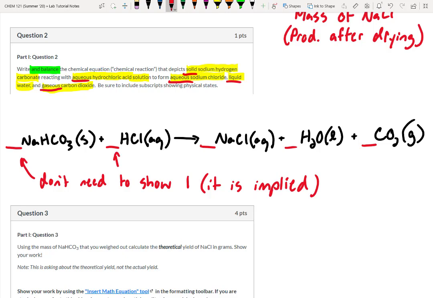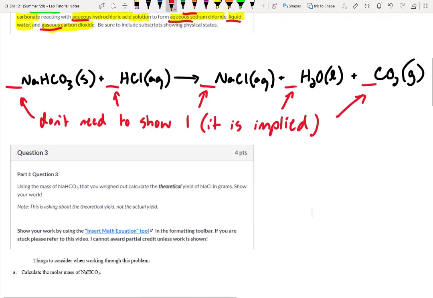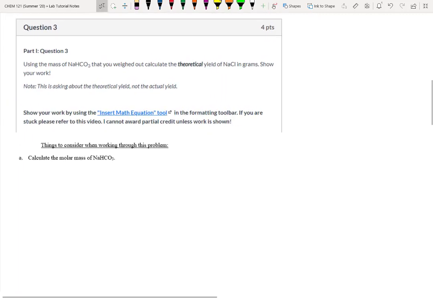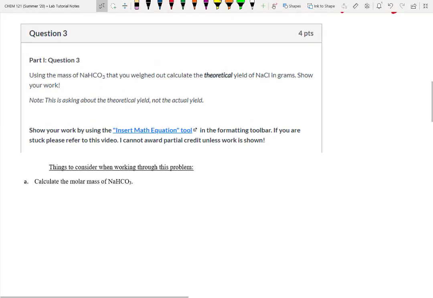Okay, so we don't need to show 1s for any of these if they are 1s, right? So we'll just keep that in the back of our head that there's a 1 there. Okay, so question 3 is the tricky one. This is the high point problem worth 4 points.